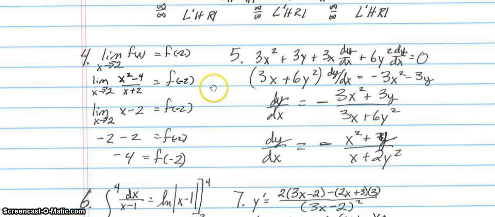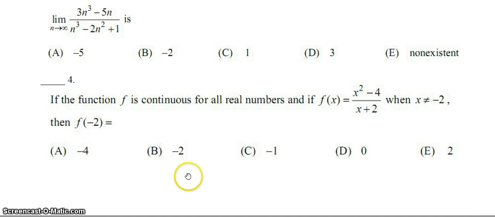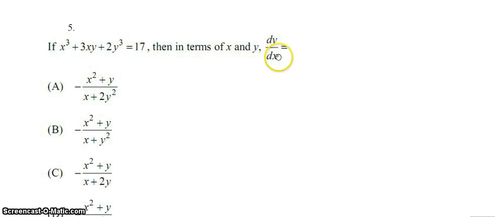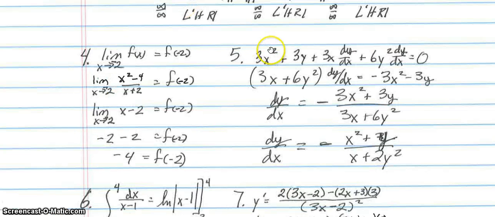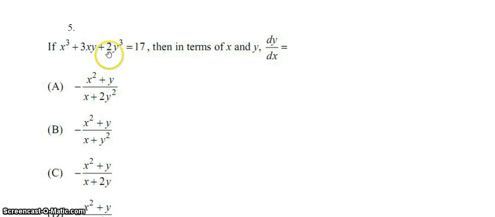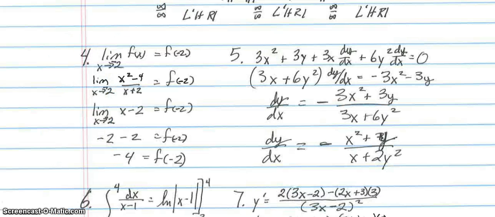Okay. 5 is, what is the dy dx? What's the derivative, implicitly? So the derivative of x cubed, the derivative of 3xy. So 3 times the derivative of x times y, plus 3 times x times the derivative of y. Then plus 2 times y cubed, so what's the derivative of 2y cubed? 2 times 3 times y squared, dy dx, and the derivative of 17.